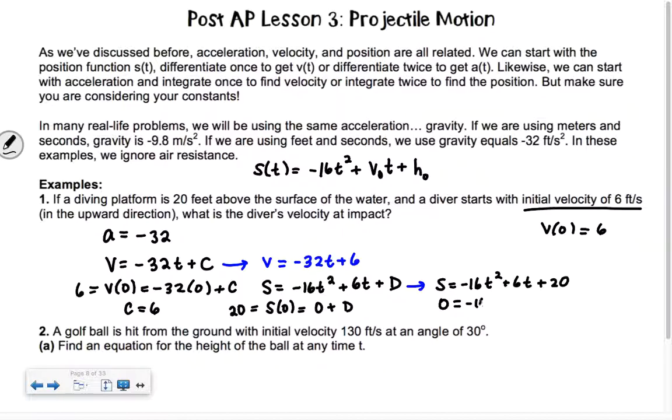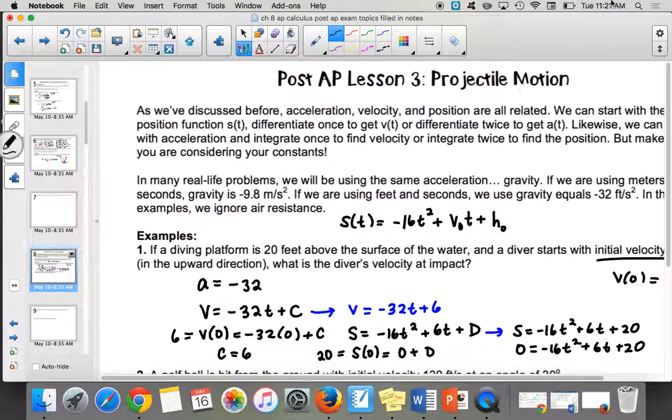So we're going to find where this equals 0. I have 0 equals negative 16t squared plus 6t plus 20. You can do this a couple different ways. You could factor. Does it factor nicely? Did you try? No? You can use the quadratic formula, or you can be lazy and use your calculator, which is probably what I'm going to do.